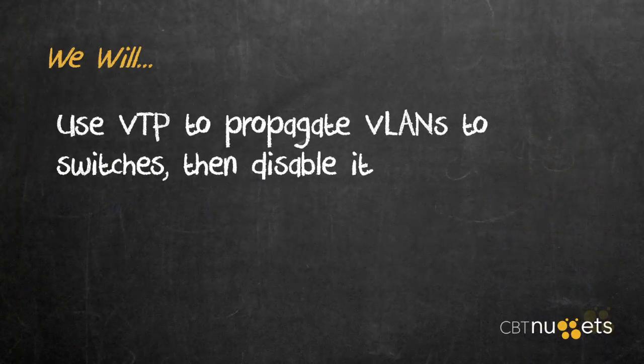By the time we're done here, we will use VTP to propagate VLANs to switches, then disable it.